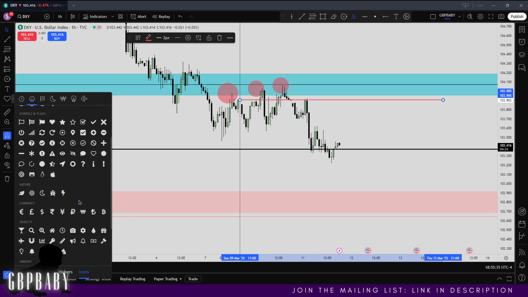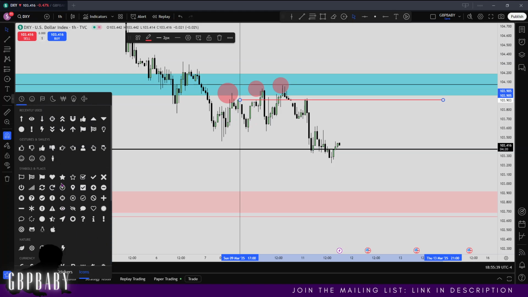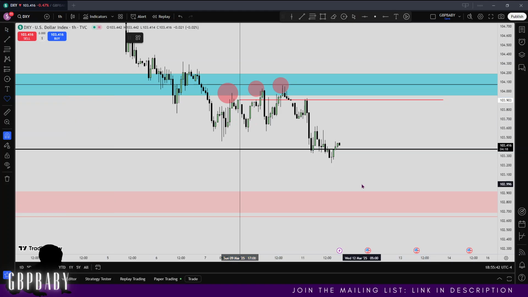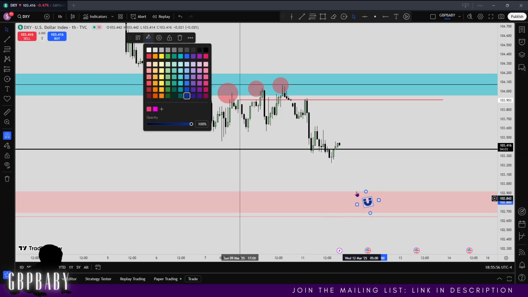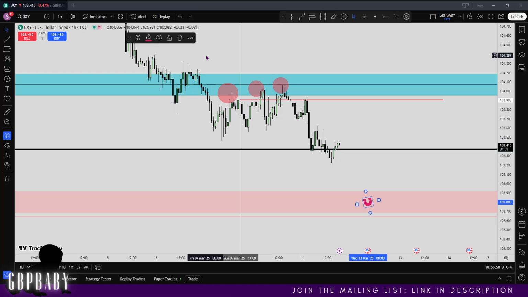There is a magnet emoji, but I don't want to waste too much time looking for stuff like that. Here it is. So I'm looking at price like this. It's getting pulled down into this because remember, this is a monthly higher time frame PD array. The consequent encroachment of a fair value gap is a PD array. So we're seeing it from a monthly level pull price lower. So this is why I'm expecting price to be able to get down there.